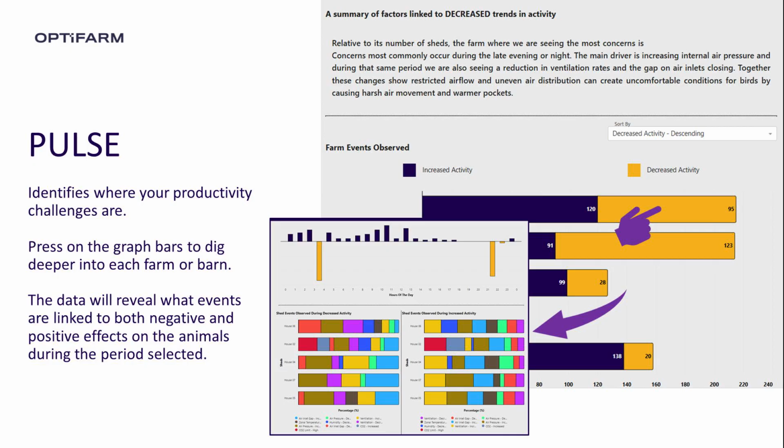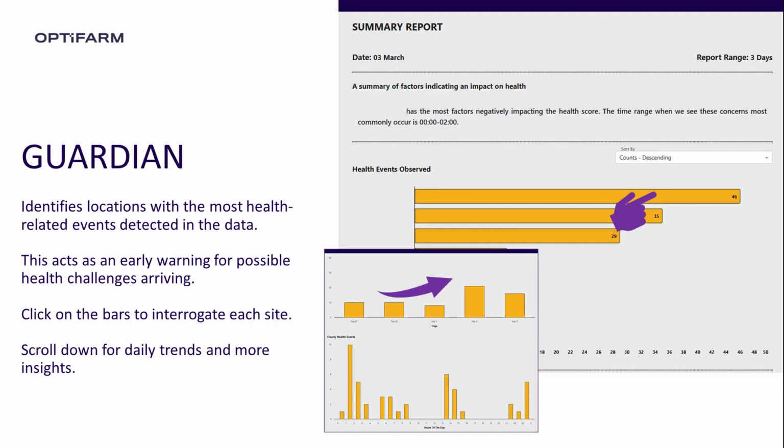By pressing on the individual bars, you can dig deeper into the data, revealing events linked to productivity downturns during the selected period. A text summary explains the findings as well as revealing the actual data. Guardian helps to identify locations where health-related events have been detected via our data. Acting as an early warning system, it allows you to interrogate each site and scroll down for daily trends and more specific health insights.